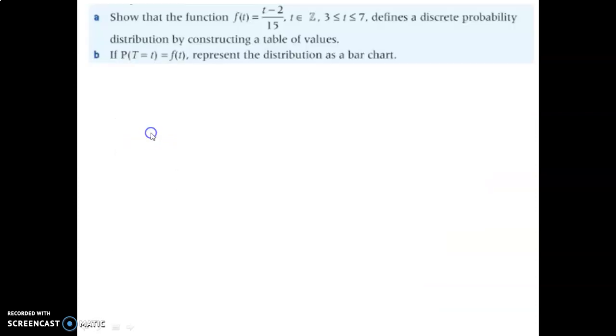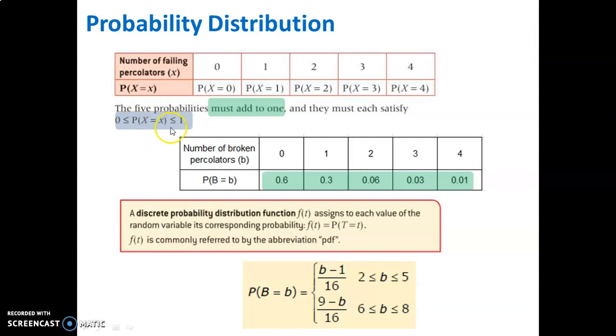And the second thing you should know is that every probability value in this table, so each of these values, must be between 0 and 1. And that makes sense as well because a single event must have a probability between 0 and 1.